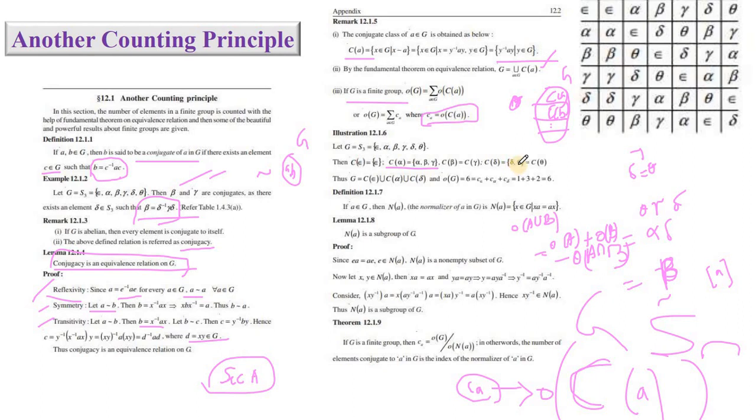C of delta will consist of delta, theta. Again we are not going to separately find it, it will be the same as this. So the distinct equivalence classes are C of epsilon, C of alpha, C of delta. So the order of G will be what? Order of C of epsilon: C of epsilon consists of only one element, so you have 1. And C of alpha consists of 3 elements, so you have 3 here. And C of delta consists of 2 elements, so you have 2. So 1 plus 3 plus 2, that's 6, and that is nothing but the number of elements in S3. We have 6 in number, so this is what we have.